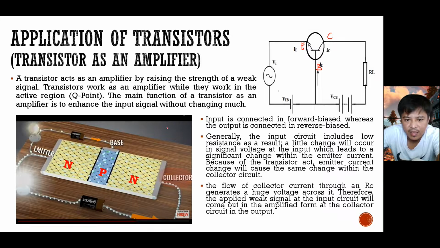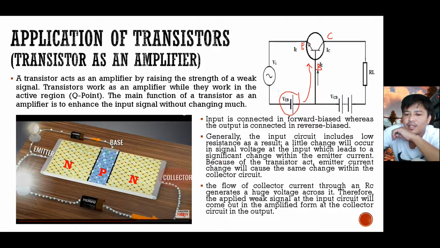So input is connected in forward bias condition. So we have here forward bias condition. This is positive going through here. Whereas the output voltage is connected in reverse bias. So ito namang output natin, reverse bias condition naman siya. So generally, the input circuit includes low resistance as a result.